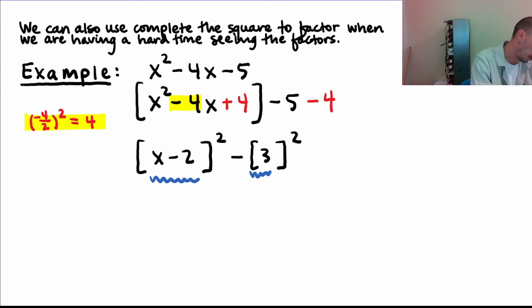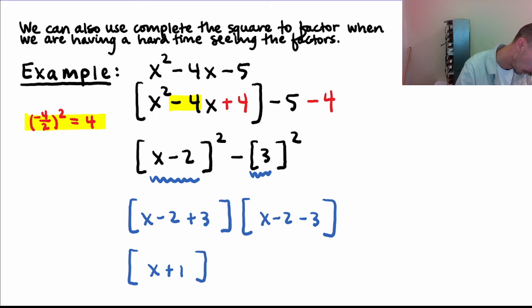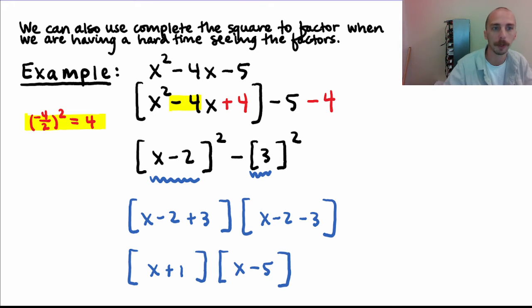We know that when we're factoring a difference of two squares, we have a squared minus b squared, and we can factor that into a plus b times a minus b. That leaves me with x minus 2 plus 3, multiplied by x minus 2 minus 3. And if we look closer, what we really have here is x plus 1 times x minus 5, which is what we expected to get in the first place.